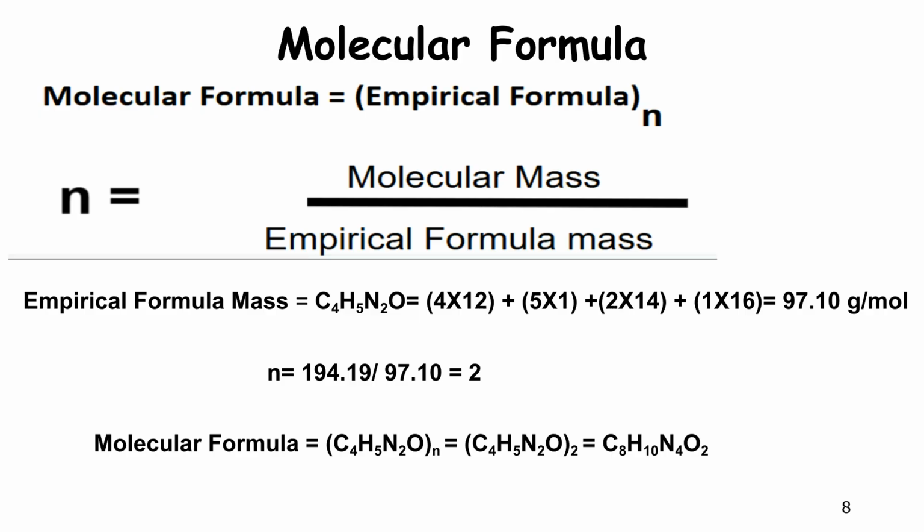C4H5N2O. To find the molecular formula, we calculate the empirical formula mass, which is 97.10 grams per mole. Then we divide the molar mass by the empirical formula mass to find n. In this case, n equals 2, resulting in the molecular formula C8H10N4O2.